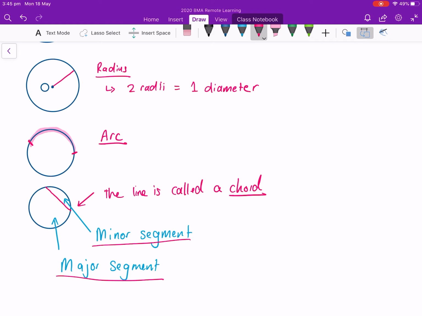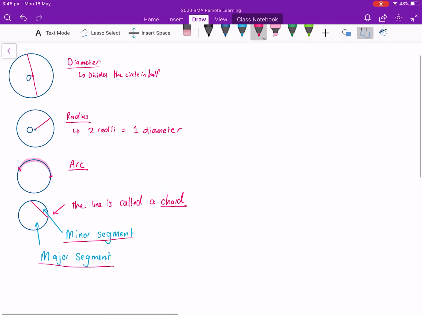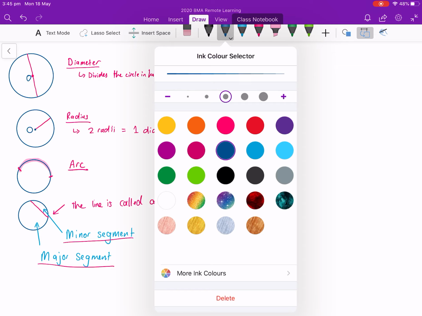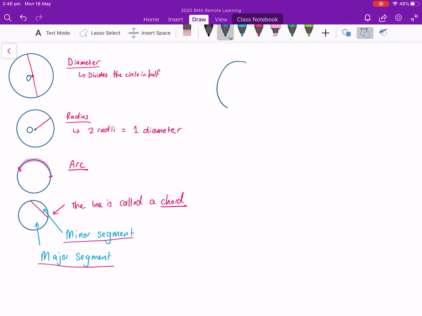All right, now we do know, and you may know previously, that if I drew another circle and split it directly into two, this whole part here would be a semicircle. So that's half of a circle.